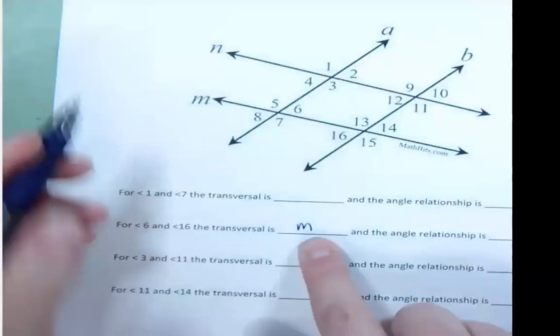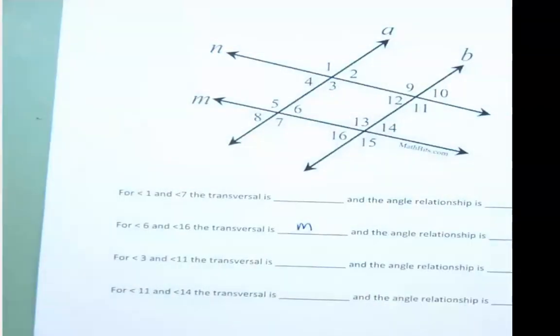Now tell me what the angle relationship is for 6 and 16. Ooh, y'all are fast typers. Look at that. What do you guys think it is? Alternate interior. Good. This should be easy. This test, we should dominate. I'm hoping.